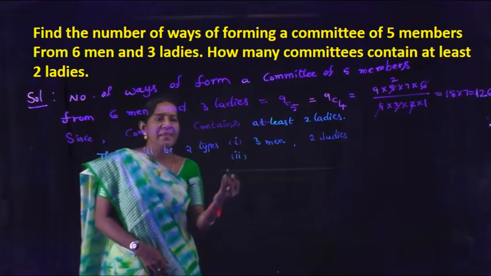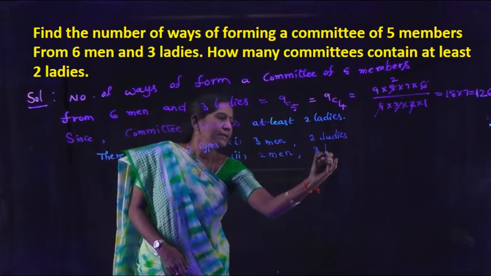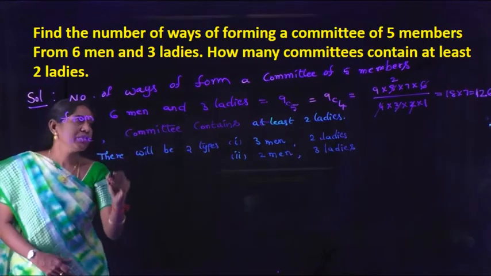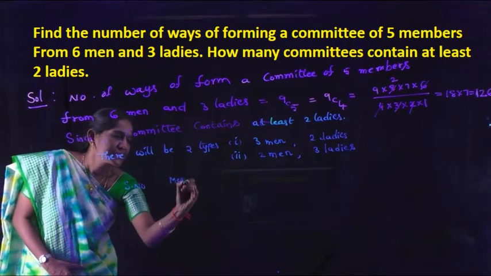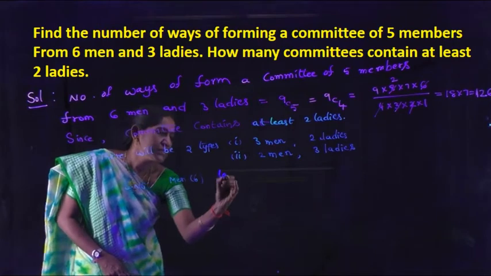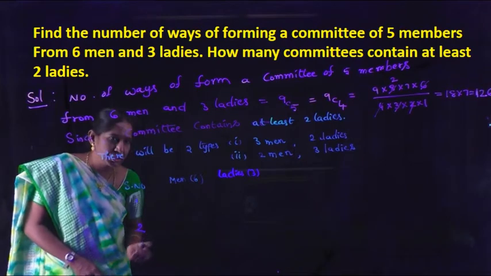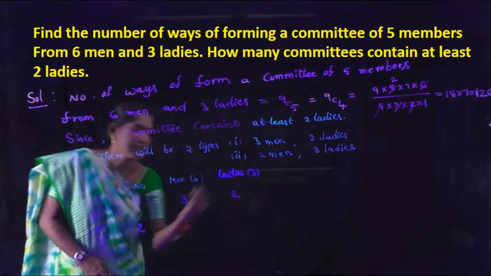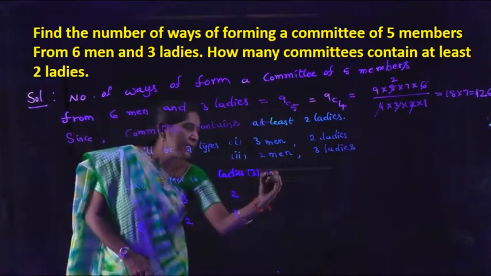And the second type is to select 2 men and 3 ladies. Given 6 men and 3 ladies, there will be 2 types. One is 3 men and 2 ladies. The second one is 2 men and 3 ladies. Number of ways.